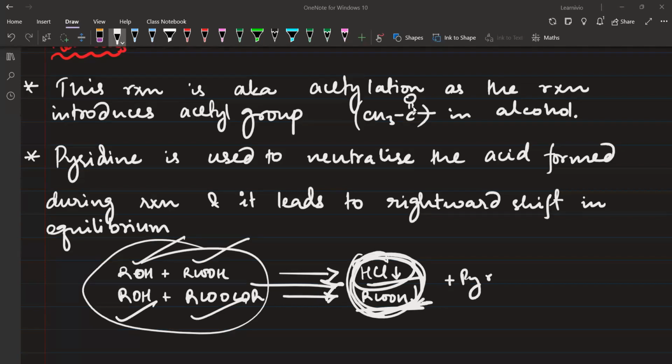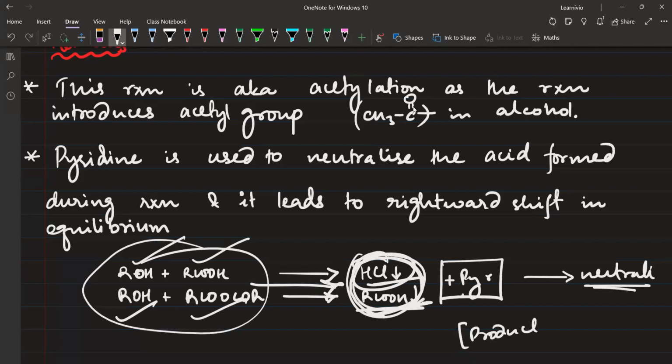Now, what I will do, I will add a base. Pyridine is a base. Now, when I add base, what will happen? Acid and base, they will neutralize. After that, what will happen? The concentration of product is decreasing. When the concentration decreases, according to Le Chatelier's principle, the system will shift in a direction where the concentration increases, because whatever change we introduce, the system will change the opposite.